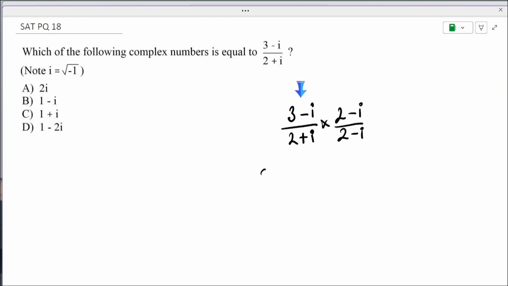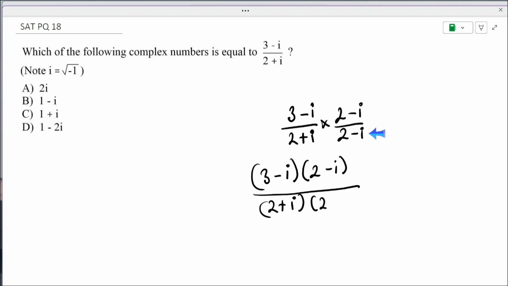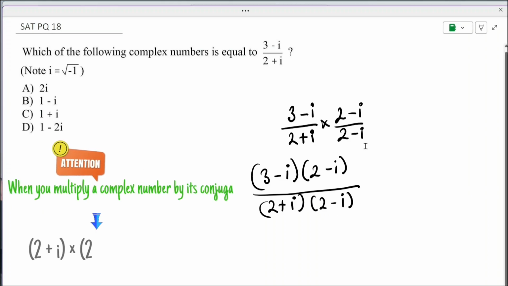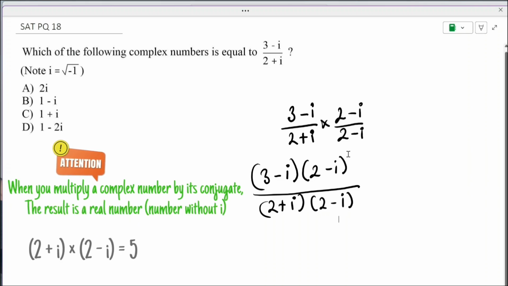We can write this as (3 minus i)(2 minus i) over (2 plus i)(2 minus i). Note this point. When you multiply a complex number by its conjugate, the result is always a real number. That is a value without i. It's like in surds. When you multiply the denominator of a surd by its conjugate, you get a number that doesn't carry square roots. Similarly, in this case, the result doesn't have i.